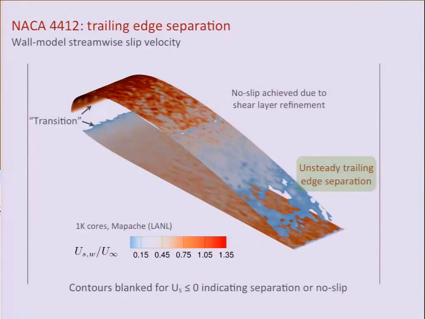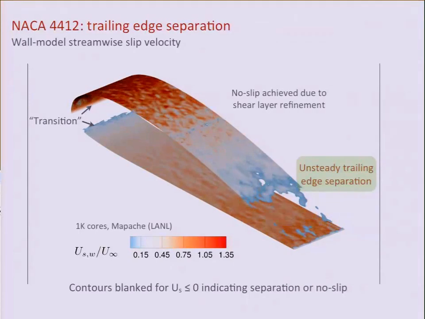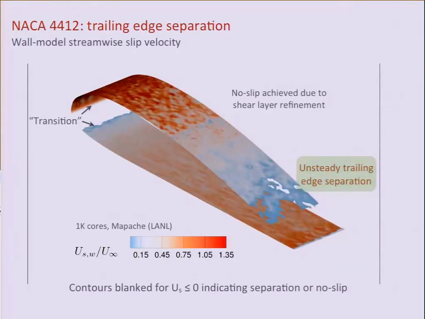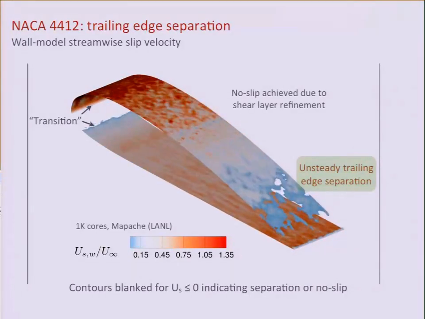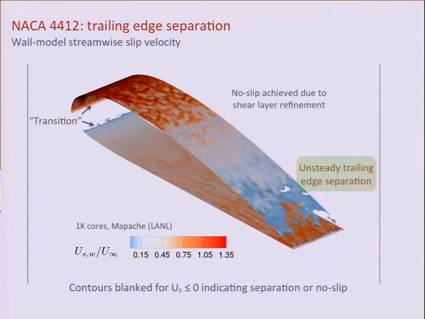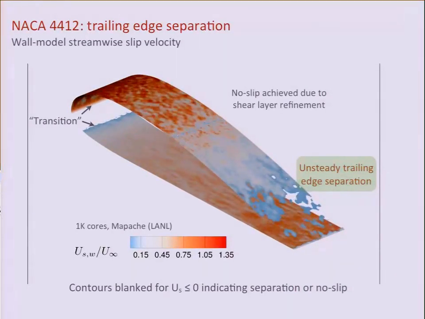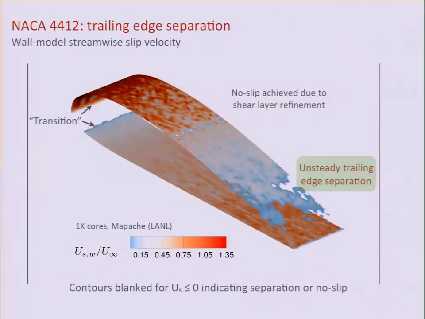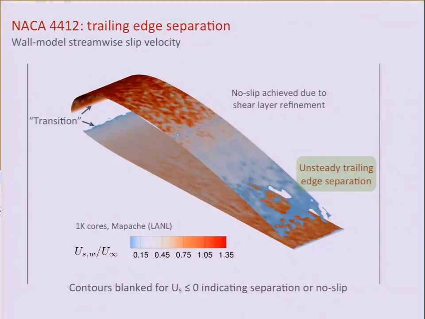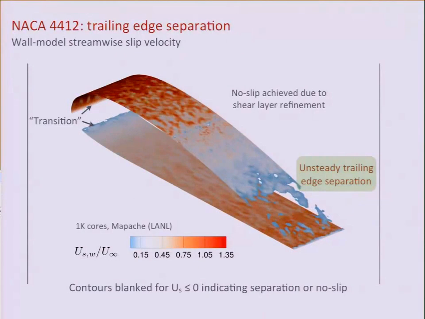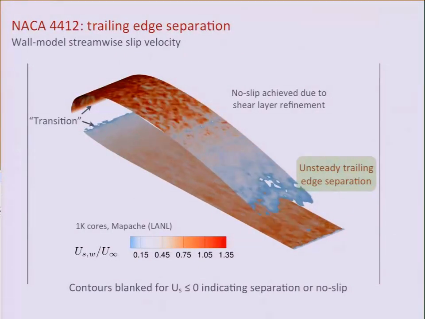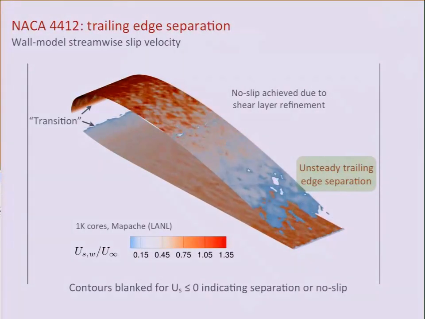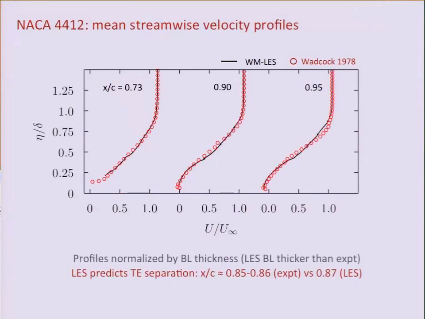So what's visualized here is the surface slip velocity that we have for this airfoil. And I've removed the contours anywhere that this streamwise slip velocity is less than or equal to 0. And so that indicates either separation or that the boundary layer is fully resolved. And so you can clearly see that we predict an unsteady trailing edge separation. I'll skip ahead.